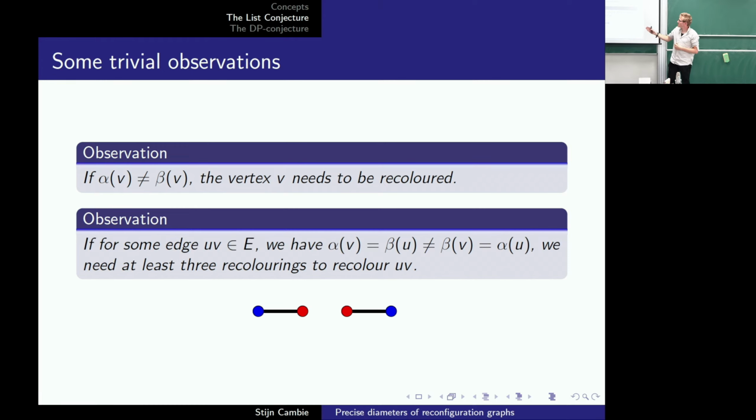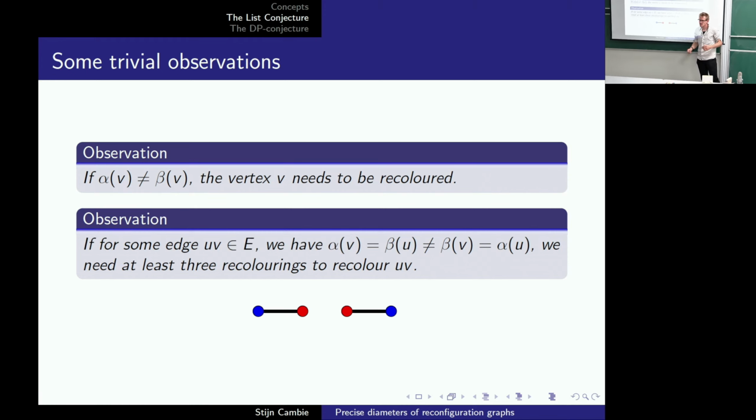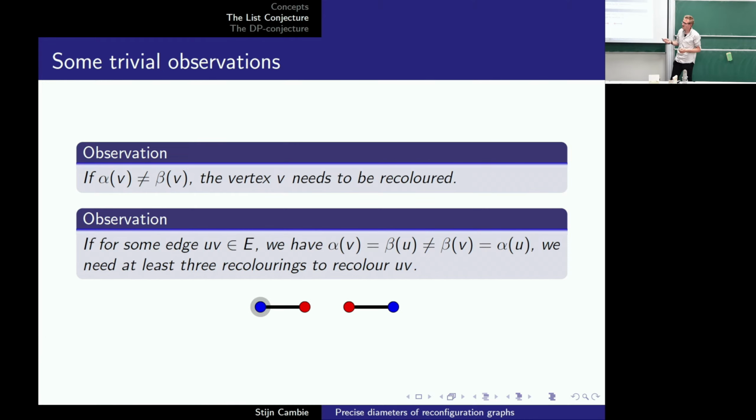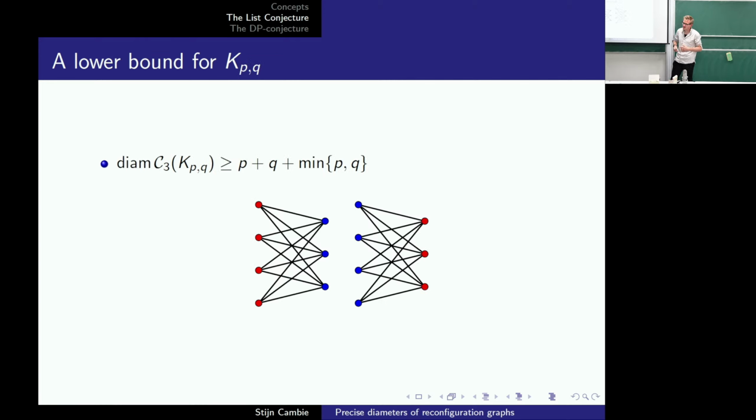So we can recolor from blue to green to red, but at least we have to recolor once. And if we have an edge, like this one, and so under alpha it's at the left colored blue, at the right colored red, and here the two colors are swapped, then we will need at least 3 recolorings to recolor that edge, since we can't recolor the left one in red since it's neighbor is red. We can't recolor that neighbor in blue as long as the left one isn't recolored, so we need at least 3 colors.